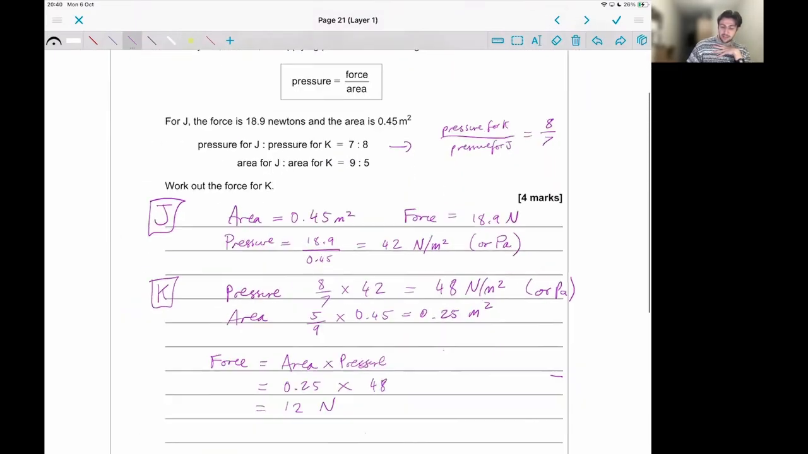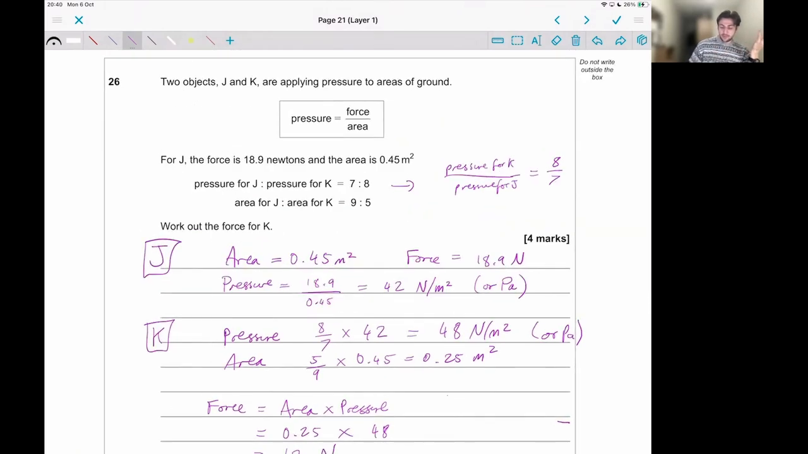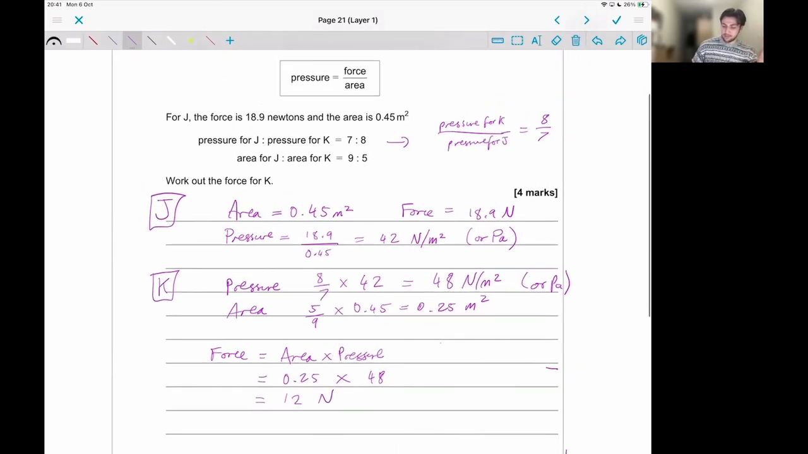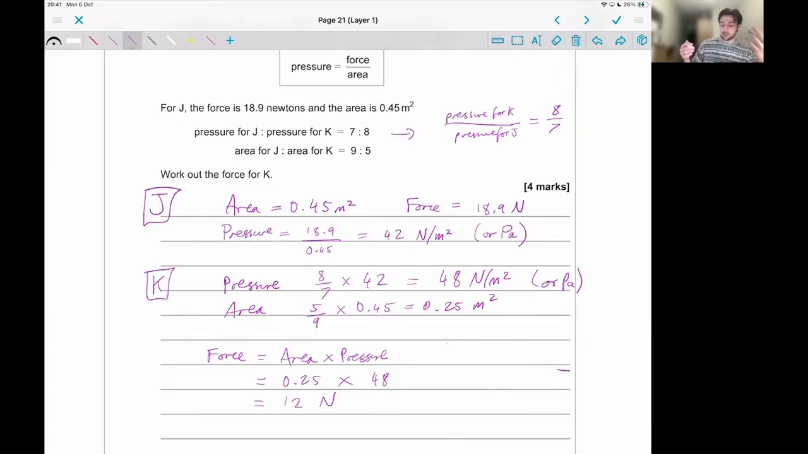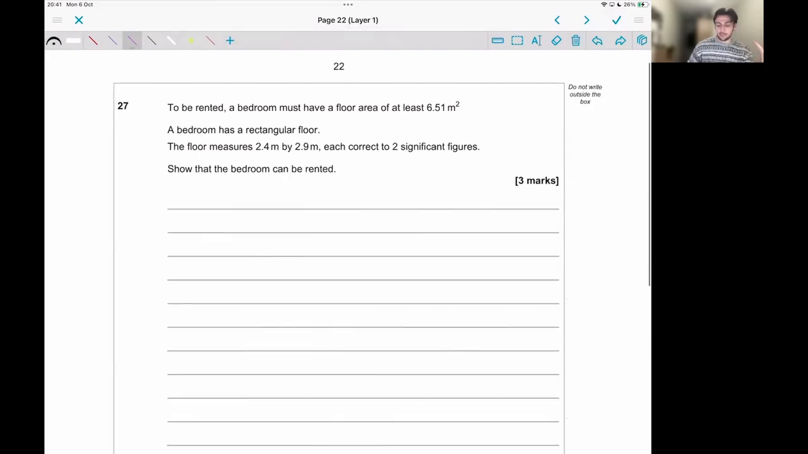Anything to summarize here? Yeah, basically we just worked through it in the order of information they gave us. So they gave us some information about J, and we were only looking at 3 things: pressure, force, and area. So we were given 2 of them. We worked out the third. Then we looked at K, and we used these ratios to work out the pressure, then the area. And then we used that formula relating area and pressure with force to work out the force. So it was all about using the information they gave us.